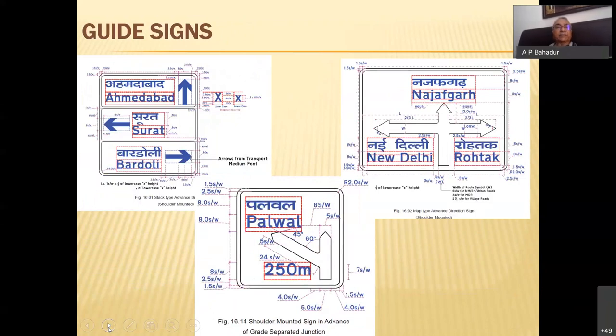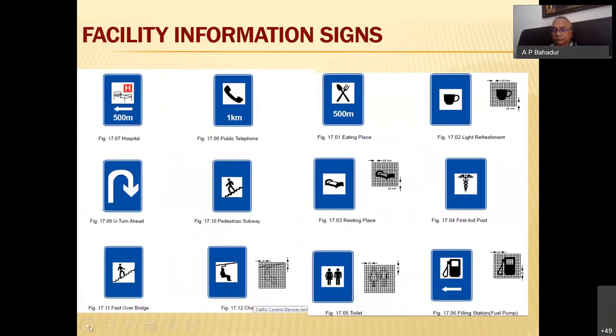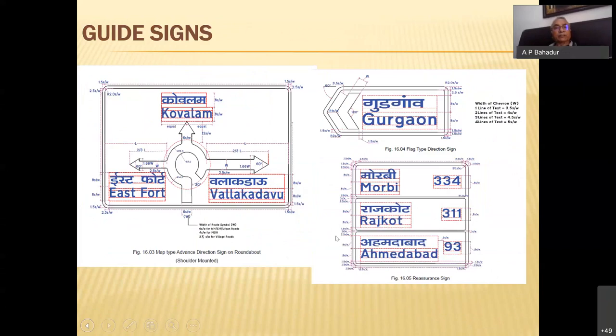These are some of the signs for guidance. These are your stack type of advanced direction signs. These are flag type of advanced direction signs. This is for the T. This is for straight and right. This is for roundabout graphic sign. This is for flag type direction sign. This is your stack type destination sign or reassurance sign.